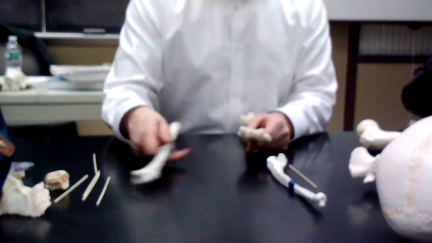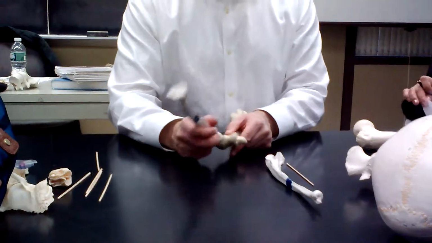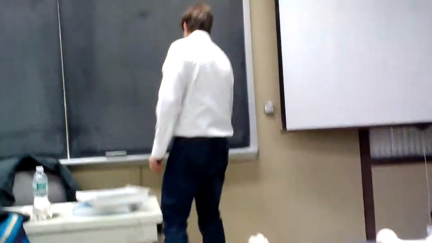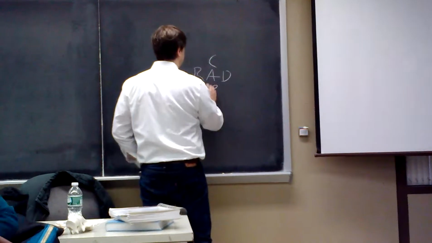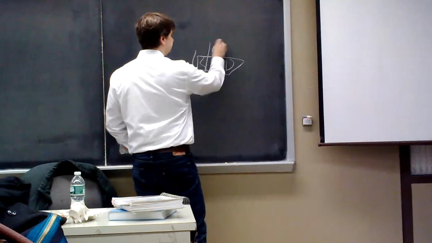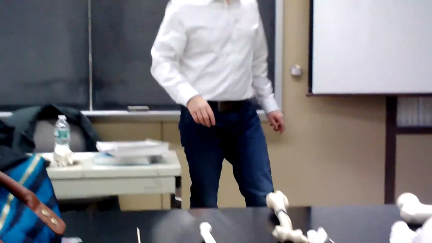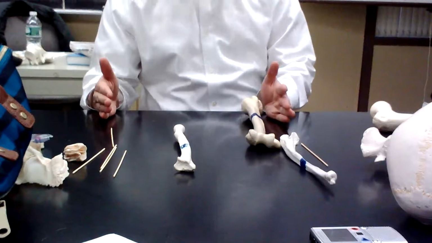Next, if we go to the radius, here's the radius. The radius is going to articulate with the capitulum. Easy way to remember that: just remember rad, cap. The radius articulates with the capitulum. Well, if the radius articulates with the capitulum, then the ulna must articulate with the trochlea.